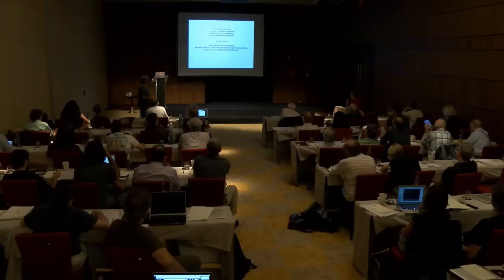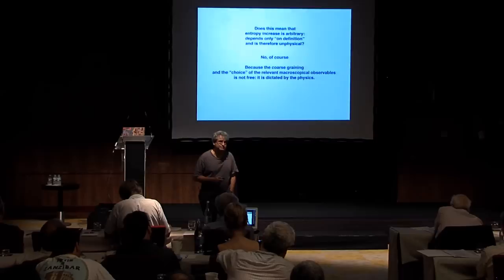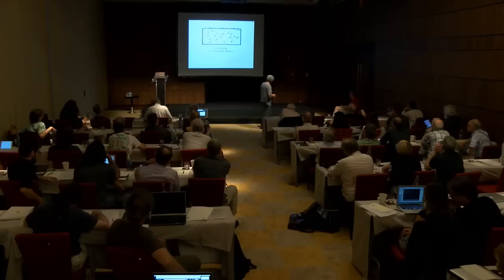So does the fact that entropy increases just depend on the fact that we have chosen one observable or the other? Well, no, of course. Because the coarse graining and the choice of the relevant observable for defining something is not some arbitrary mental thing, it's dictated by physics. So let me illustrate this with the same box as before, but increasing a little bit the situation. So imagine that I have the same particles, I now call them heavy particles, and I have n of them. And imagine that I have many more particles, small particles, here they are, up there, which I call watcher particles, which are 2 to the n.